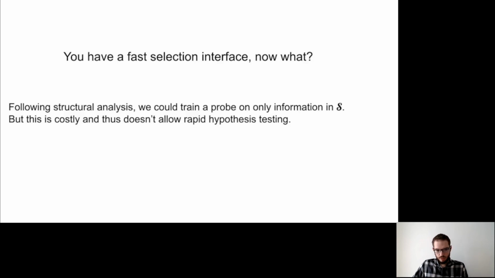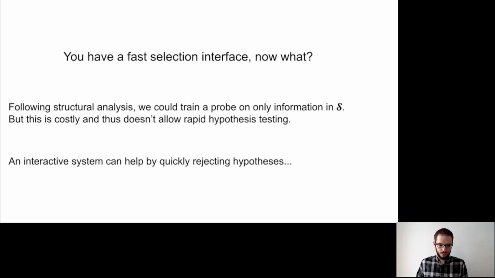If we were just applying a structural analysis from our selection, we could train a probe on our information in S, but obviously this is costly because we may want to iterate fast, which means training many, many models, which does not really allow for the rapid hypothesis testing that we're aiming for. So we need to also extend our interface to do something about this. And interaction can help quickly rejecting hypotheses, which leads you to well-defined hypotheses that you can then actually use as part of a structural analysis.